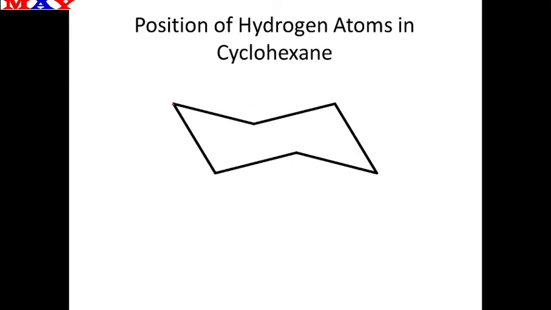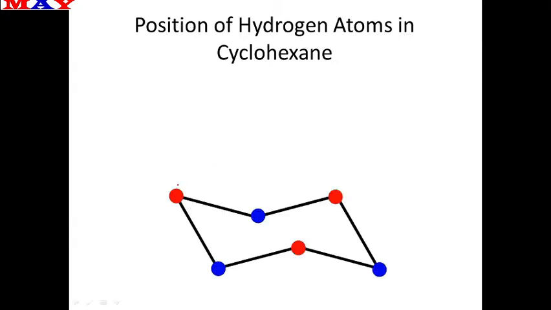We are supposed to learn the position of hydrogen atoms in cyclohexane, how to place the hydrogen atoms. For this, we should differentiate the 6 carbons of cyclohexane into upper and lower carbons. As you see, this carbon is in the upper position than this carbon. One thing you can notice is that these carbons are alternately up and down. This is up and this is down. This is up and this is down. So we have three red carbons which are in the up position and three blue carbons which are in the down position.